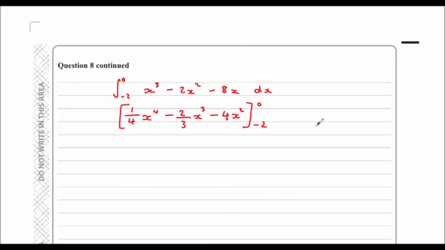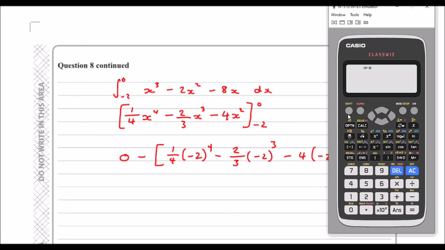So now we're going to substitute in 0 and substitute in negative 2 and take the negative 2 away from the 0. If I substitute 0 in here, it's going to be 0, take away 0, take away 0. That's 0. So let's do the negative 2 one. We've got a quarter of negative 2 to the power of 4, minus 2/3 of negative 2 cubed, minus 4 times negative 2 squared. I'll type the whole thing into the calculator, and it should give me our answer.